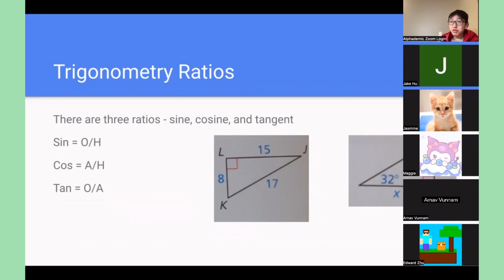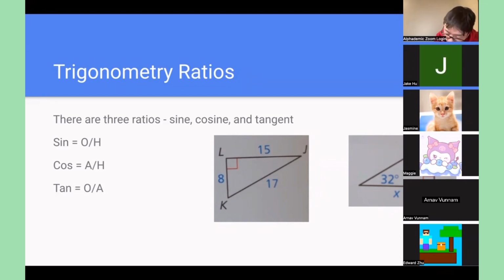Next up, we have the three trigonometry ratios. We have sine, cosine, and tangent. So sine is opposite over hypotenuse, cosine is adjacent over hypotenuse, and tangent is opposite over adjacent.